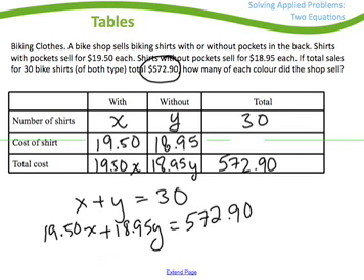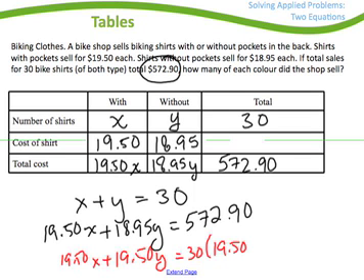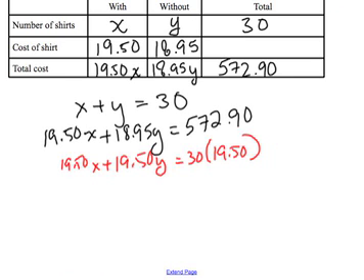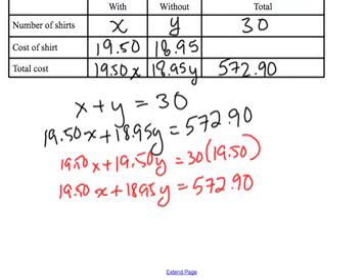Okay, two equations. I'm going to now do the same process as we did in the last questions, where you get the values of x to be the same. So in this case, I would multiply 1950 by the top row, coming up to 1950x plus 1950y is equal to whatever 30 times 1950 is. Okay, that'd be for my top one. And then I'd write the other one down below. 1950x plus 1895y is equal to 572.90.